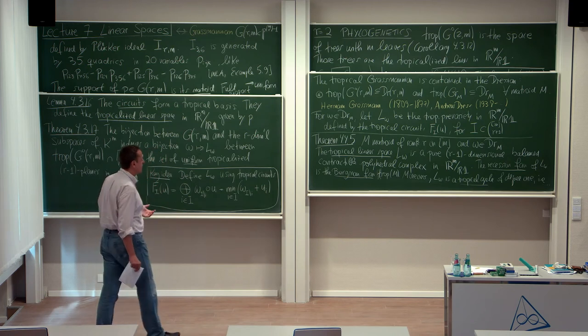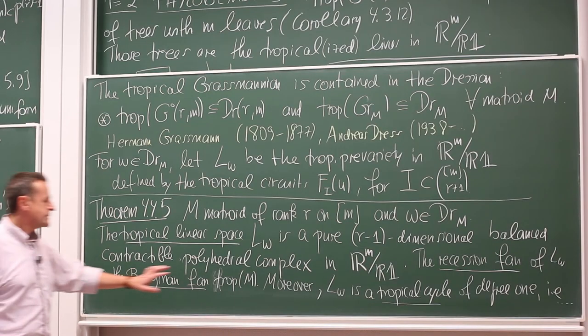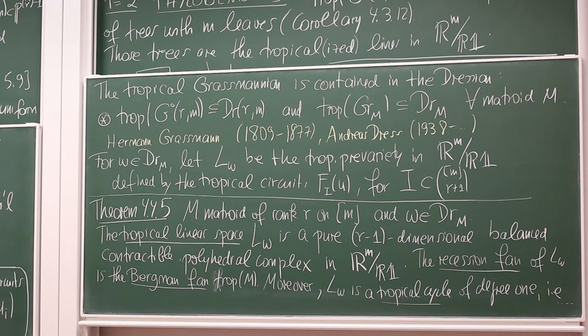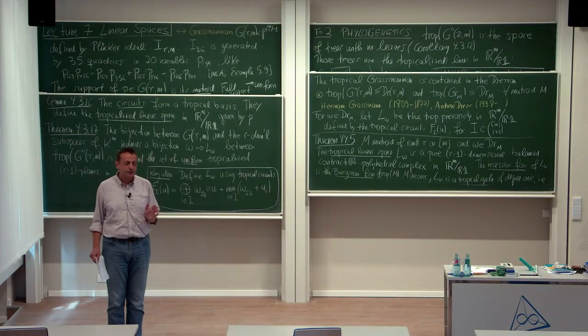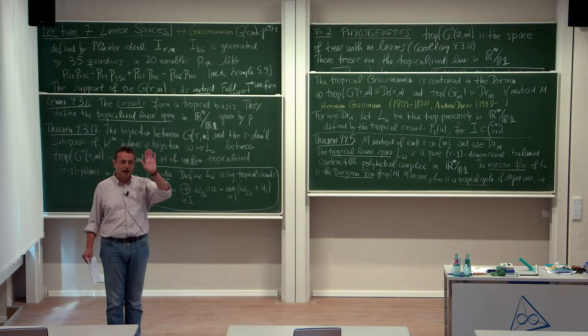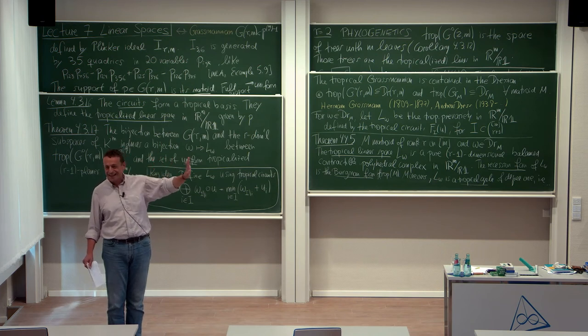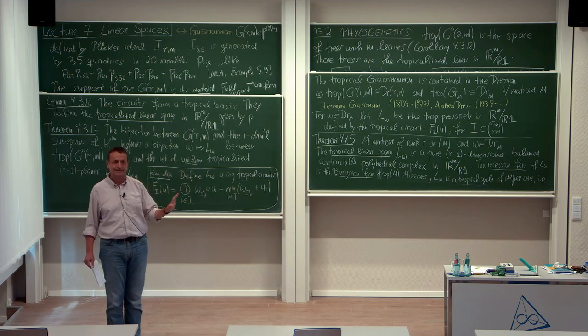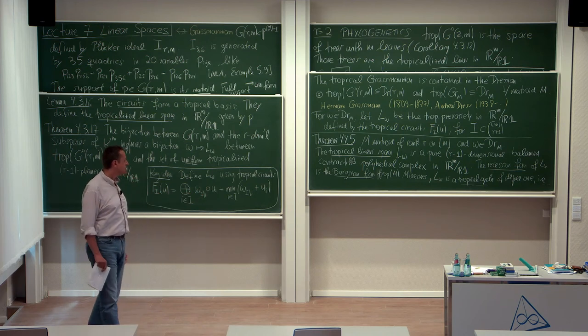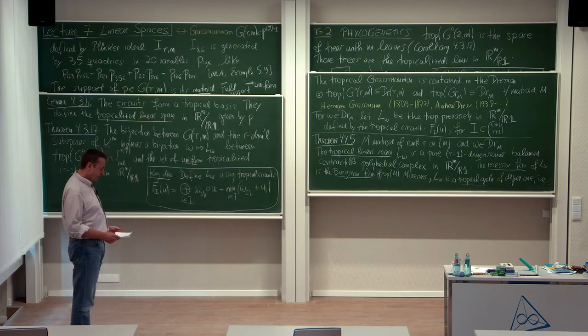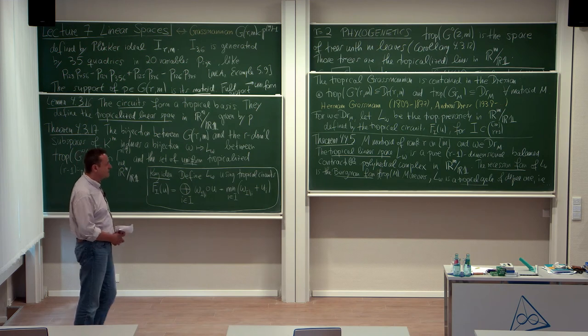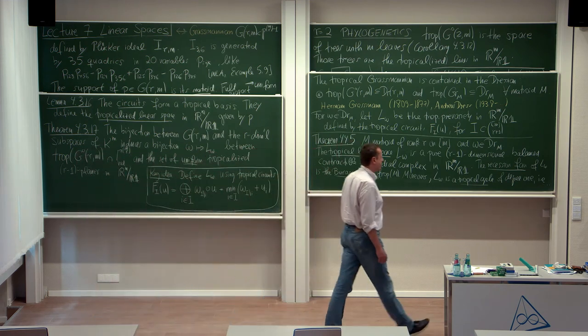In this case, you can just take these Bergman fans, okay? And another way, so linear spaces are exactly tropical cycles of degree one. That's what they should be, right? So if you have a balanced polyhedral complex, which when intersected against any tropical variety makes a non-negative integer and the number one is attained, then it's a linear space. Okay? That's another characterization. So this is the theorem that describes tropical linear spaces and various aspects of tropical linear spaces.